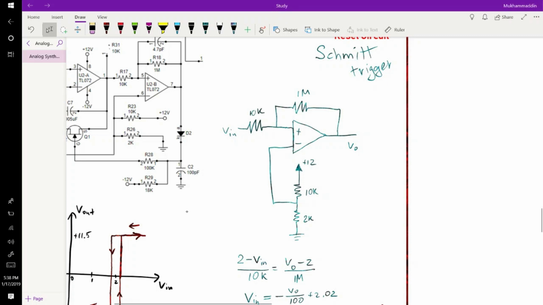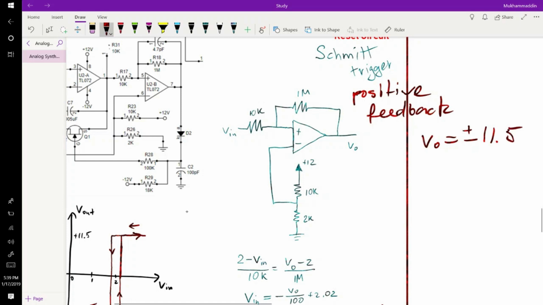Let's analyze the Schmitt trigger. Notice that the feedback is connected to a non-inverting terminal. That means that the feedback will be positive. Positive feedback means that VO can only exist in two states, the plus and minus rail voltages. In our case, it's connected to 12 volts, but it's probably going to be like 11 and a half volts.